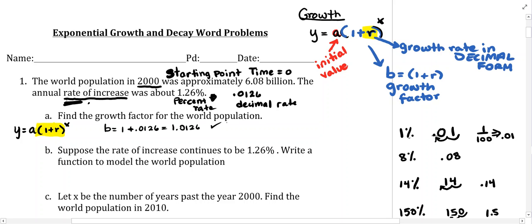Suppose the rate of increase continues to be 1.26%. Write a function to model the world population. So then this is the basic model, and we just need to substitute in the information. For a, that's going to be the initial amount of people, 6.08 billion.